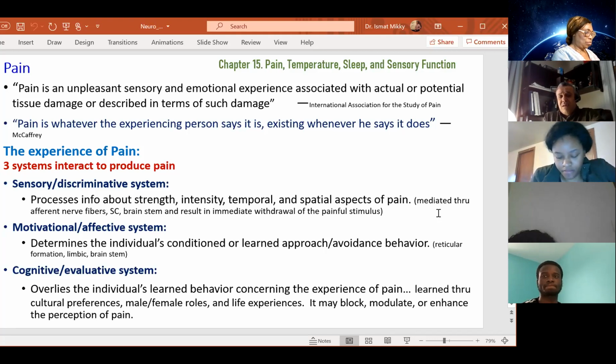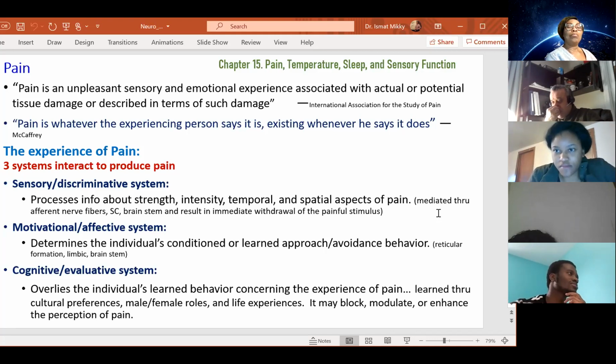So pain has been defined as an unpleasant sensory and emotional experience associated with actual or potential tissue damage, or described in terms of such damage. That was the definition according to the International Association for the Study of Pain. And we have other definitions of pain.